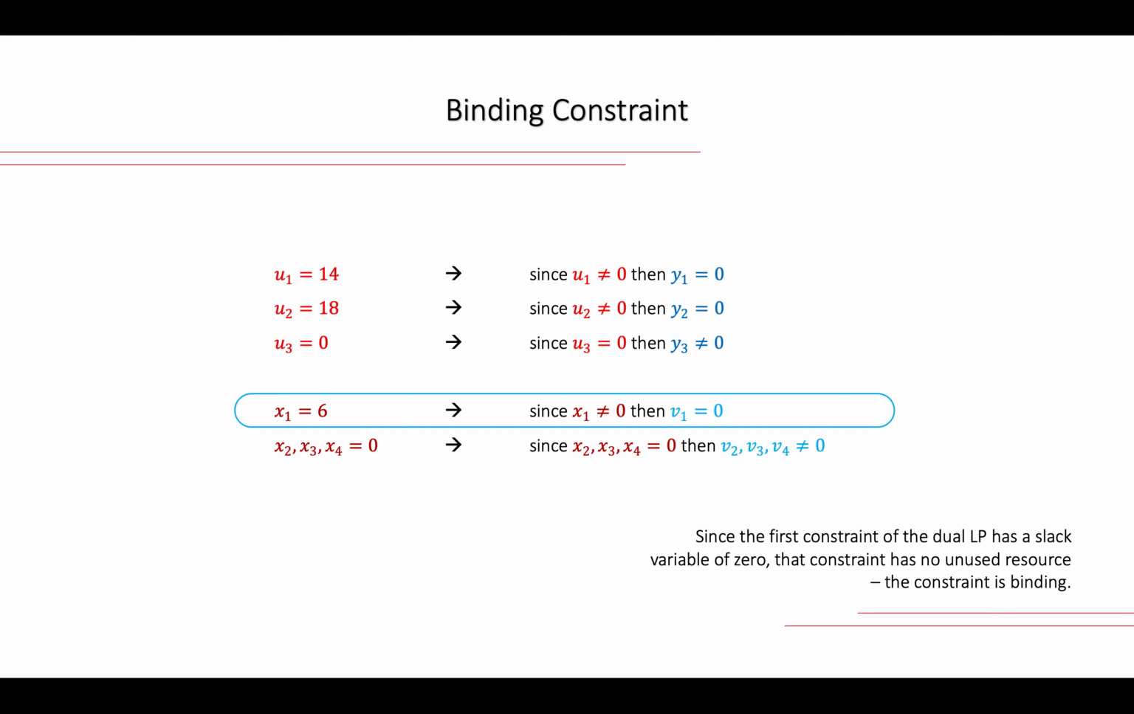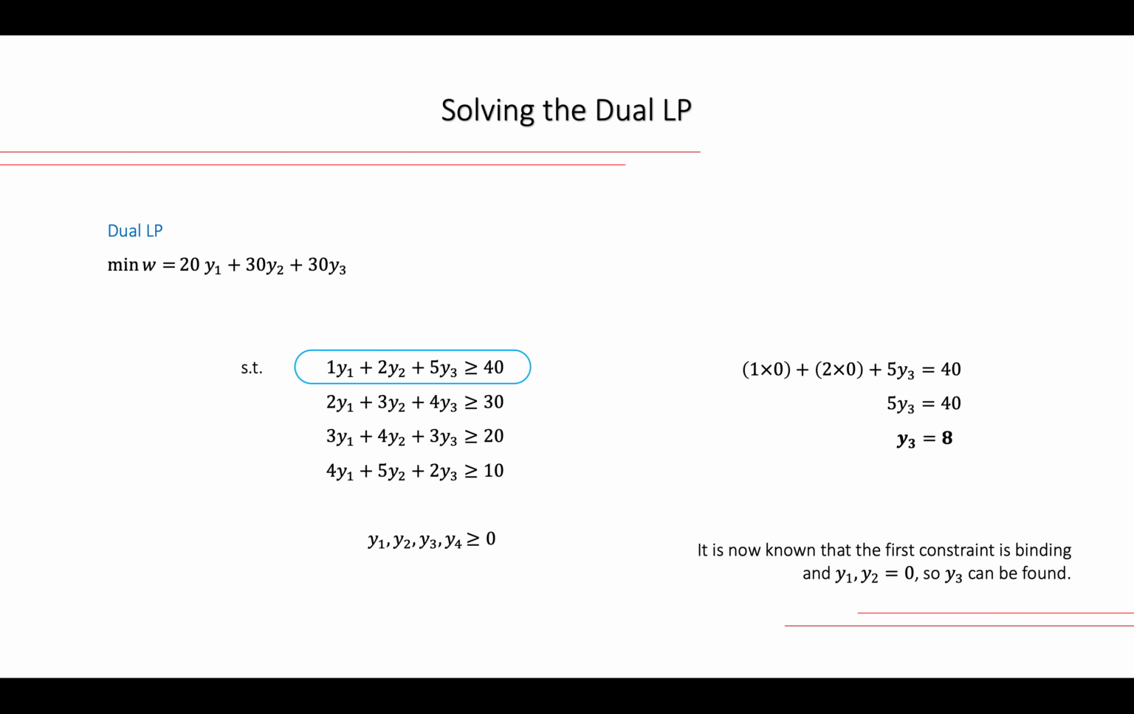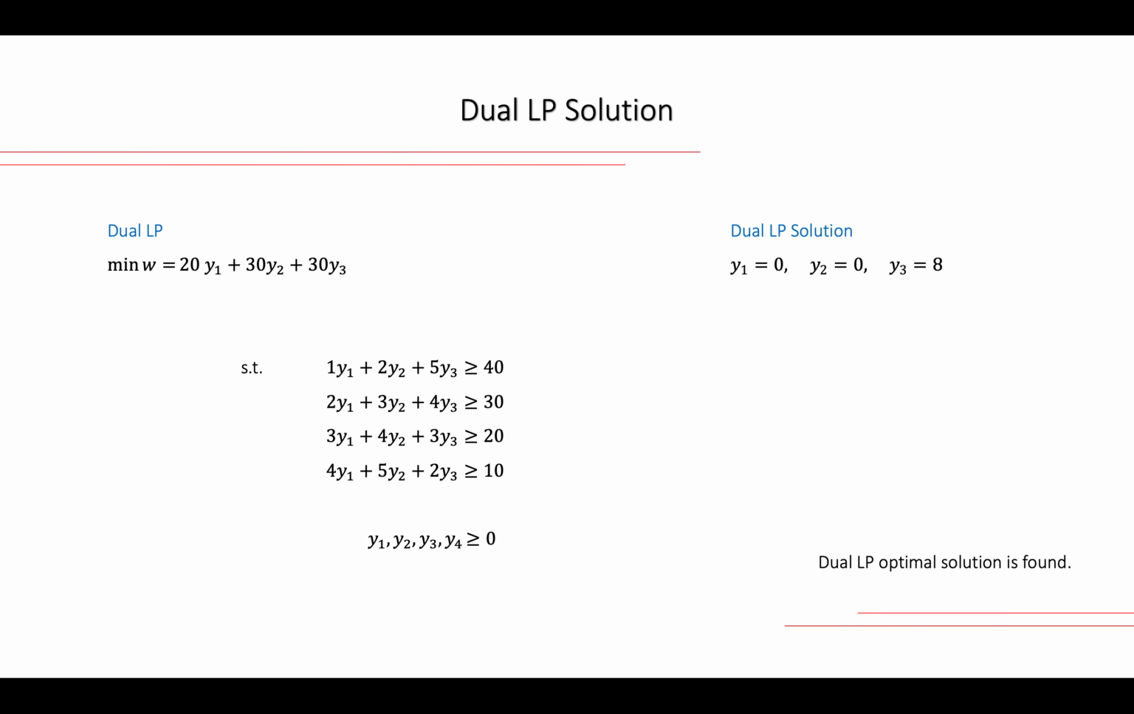Now this is very helpful because it means that the first dual constraint is binding, and we can use this to determine the value of the as of yet unknown y3. So here is the dual LP. And the first constraint is circled in blue. We know three things about this constraint. We know y1 is equal to 0 and y2 is also 0. We know that it's a binding constraint, meaning that we can solve the equation as an equality since there is no unused resource or slack in the constraint. So substituting y1 and y2 in, we can see that y3 is equal to 8. So there we have the optimal solution to the dual LP.